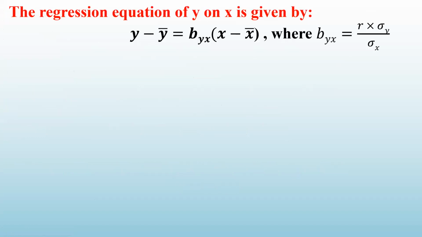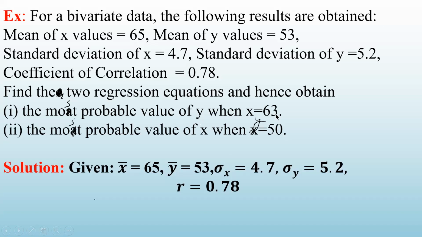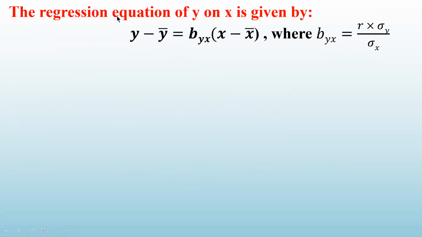So first of all, see, when you have to find the value of y when x is 63, which equation will we use? Regression equation of y on x. So let us write down the regression equation of y on x. Look at here. The regression equation of y on x is given by y minus y bar equal to byx into x minus x bar, where byx is r into sigma y divided by sigma x. So let us now calculate all these values.